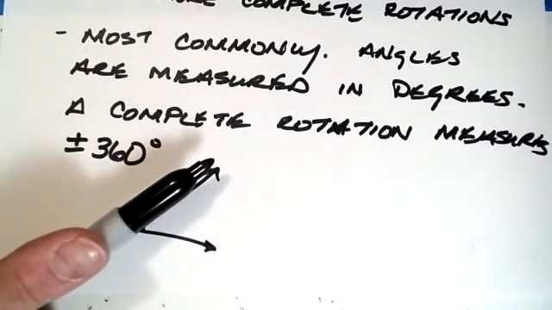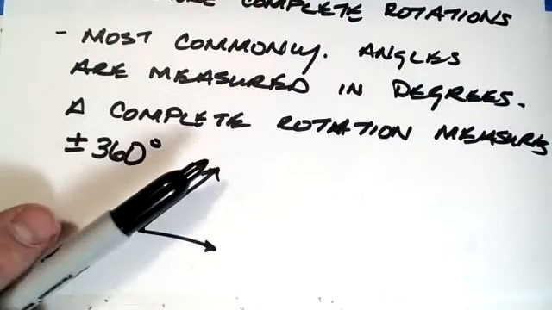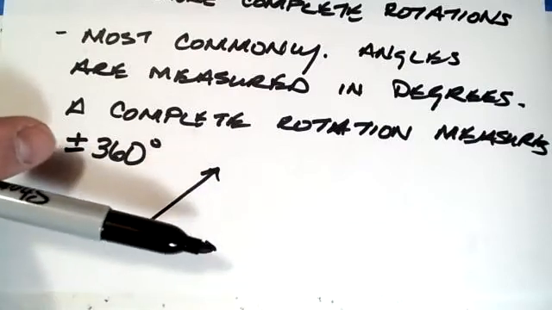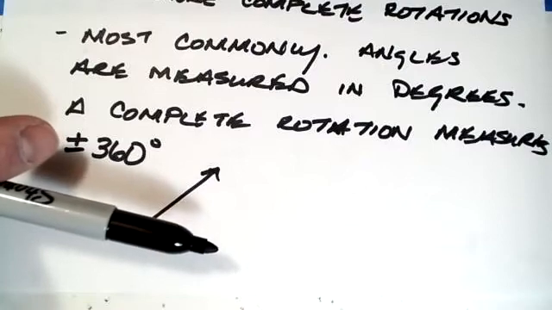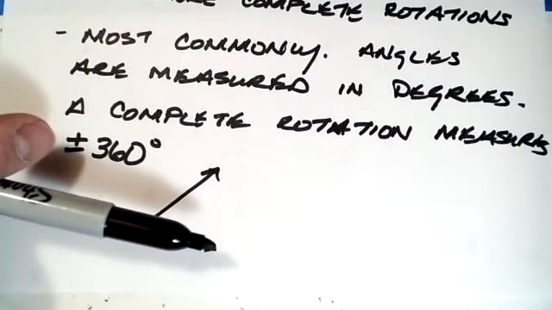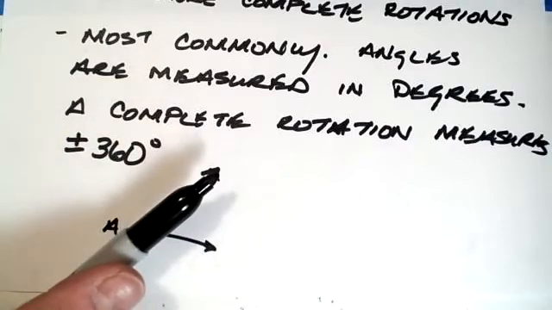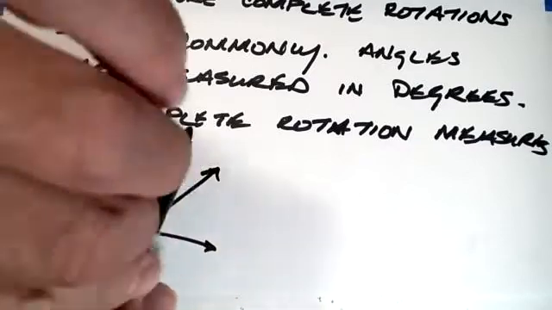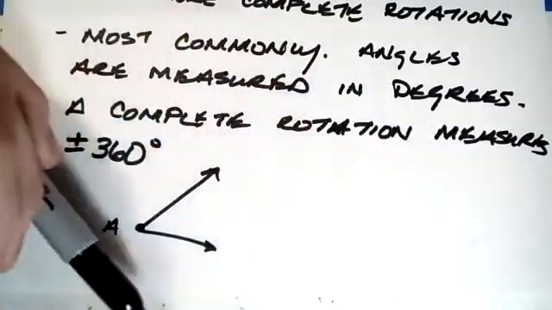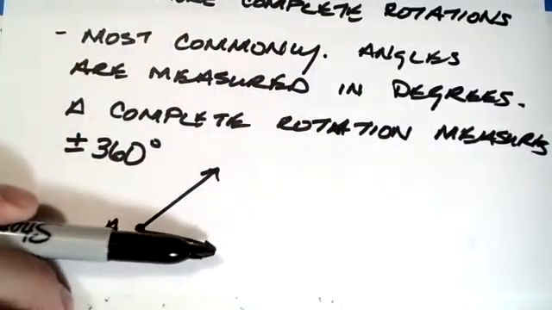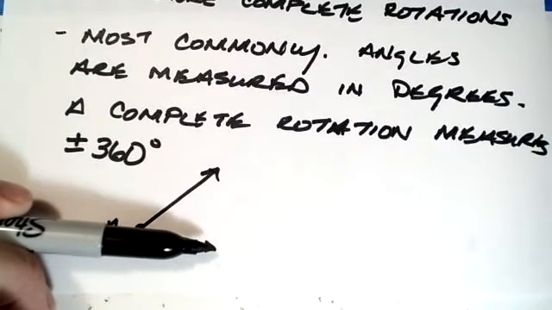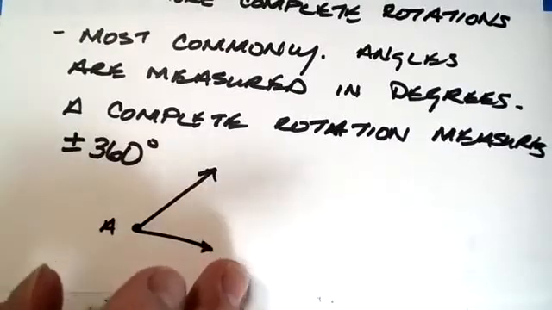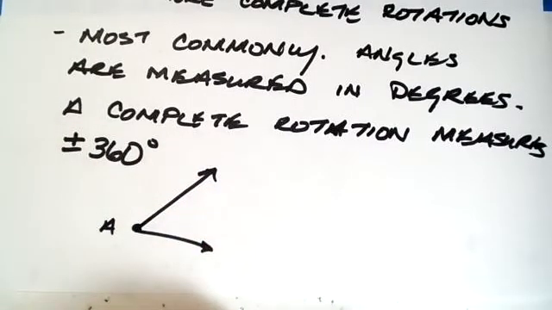If this is the initial side and you rotate clockwise to the terminal side, then the measure of that angle is actually negative 45 degrees. On the other hand, if this is the initial side and your rotation is all the way around in a counterclockwise fashion to the terminal side, this would be a measure of positive 315 degrees. In some sense, those measurements are different, but at the same time, there's some similarity to them. The shape of the angle is exactly the same.